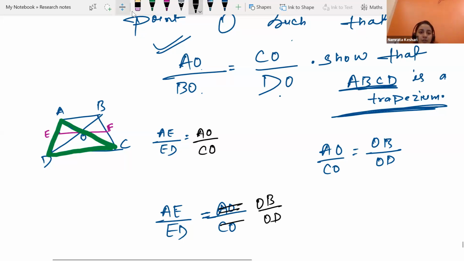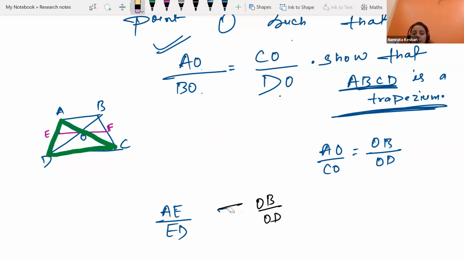Yeah, let's do it. We will be doing it exactly the reverse way. Okay, let me explain how you have to proceed.